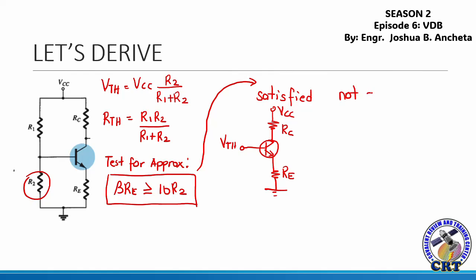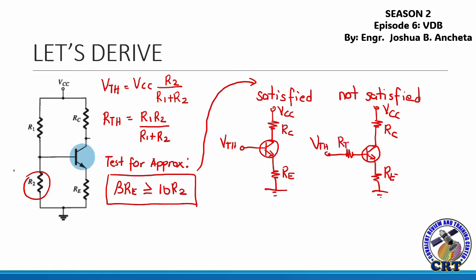If the condition is not satisfied, the equivalent circuit is this: the transistor, the VCC and the RC, the RE and the ground, the RTH and the VTH. So these are the two conditions for the test for approximation.